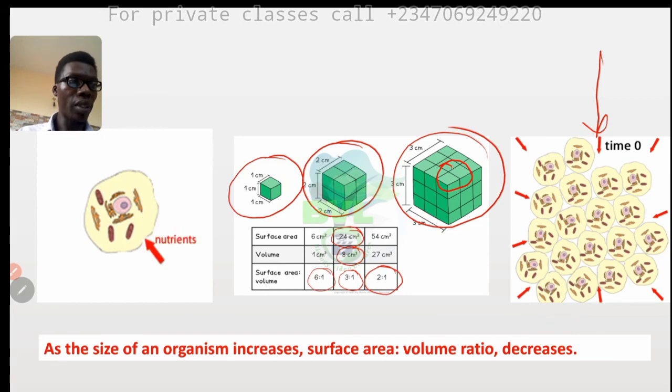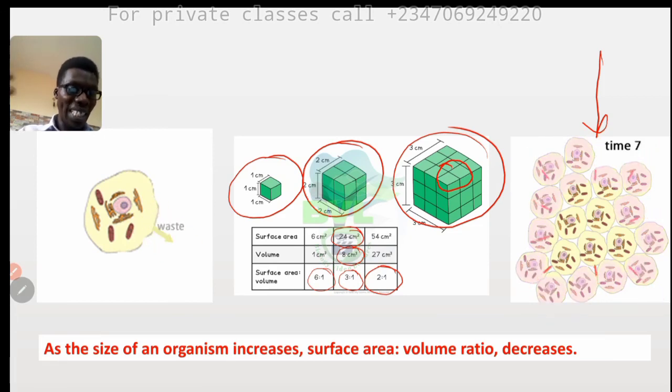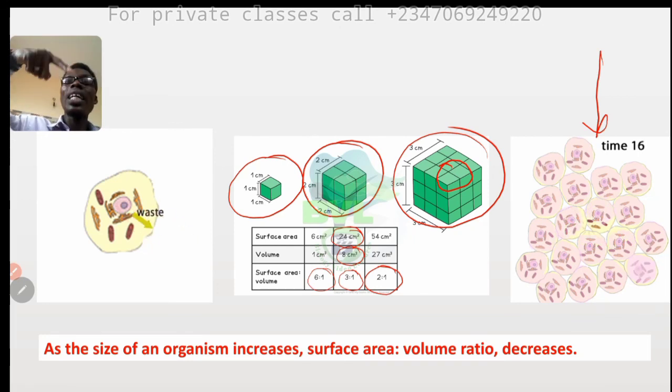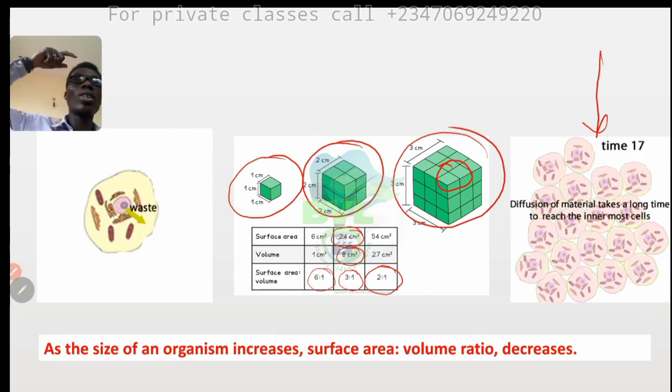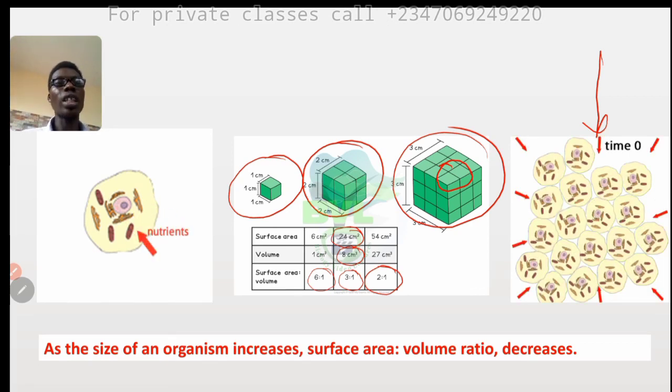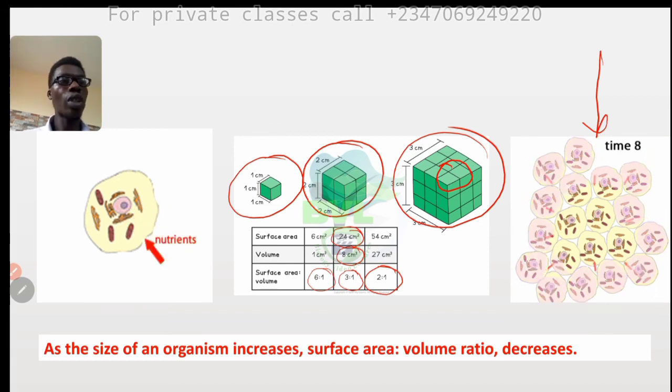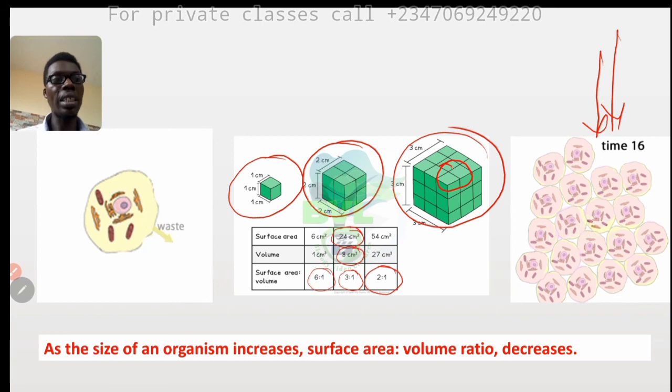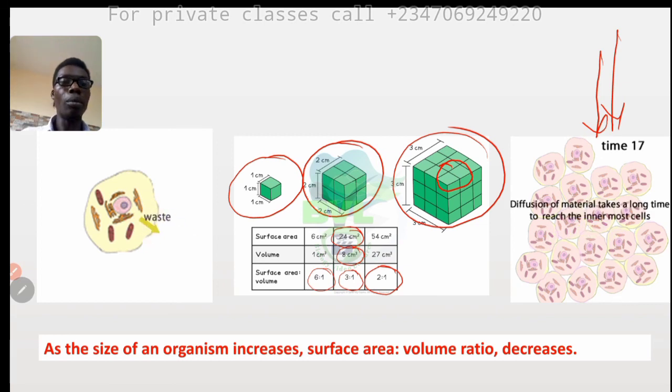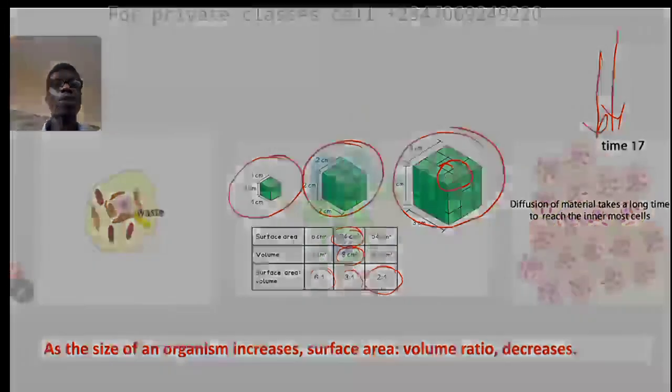See what is happening? It's starting now. So this is moving. It takes a very long time. In our own case, it will never reach. If you insert your finger, I don't think it can ever get into the cells. It's going to take forever. But this is just trying to show you that the thicker the organism is, the longer it takes for the molecules to go into the innermost cell.